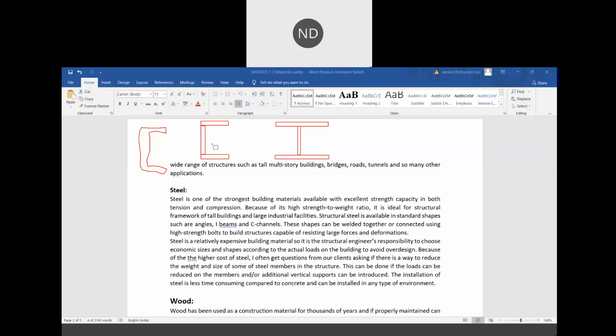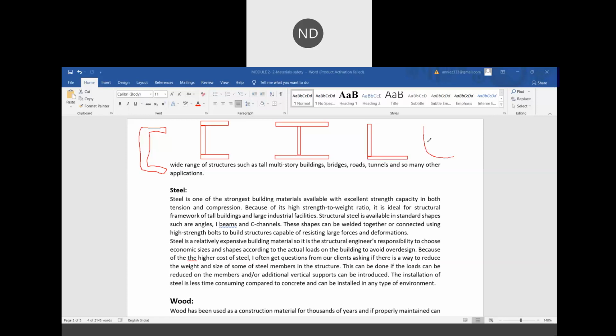Okay, this can be your channel section. It can be an I section, I beam section, or it can be an angle section. Angle section means like this. It looks like a right angle, right? So your angle can be like this.